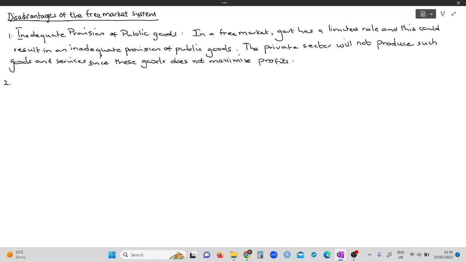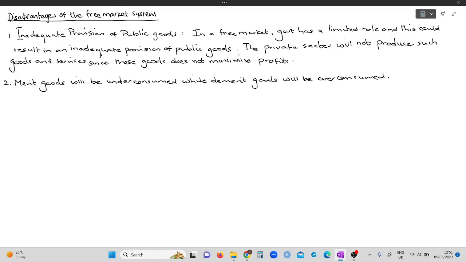Second, we also have, government often provides merit goods such as education, free healthcare, etc. So, in a free market, since the role of the government is limited, merit goods will be underconsumed while demerit goods will be overconsumed. Okay? So here, for example, the government is not able to intervene.